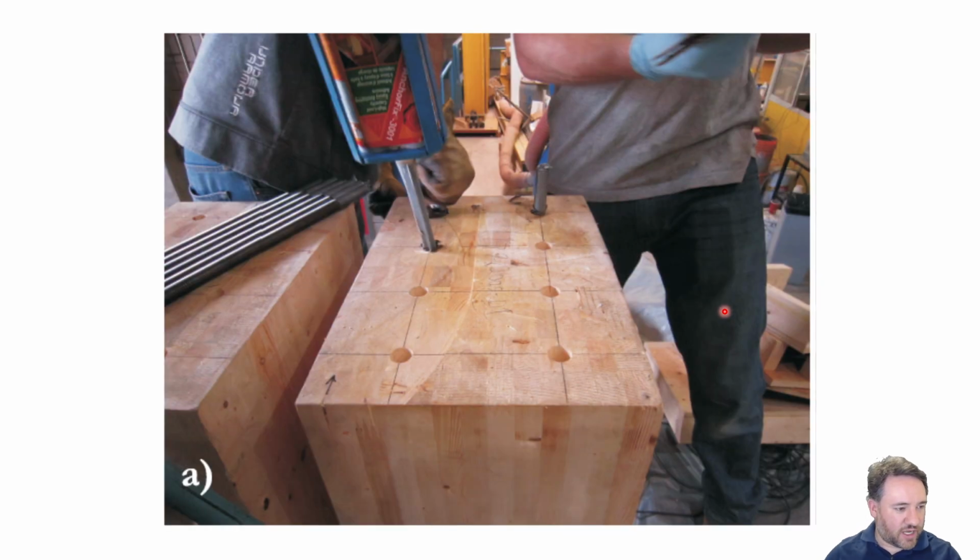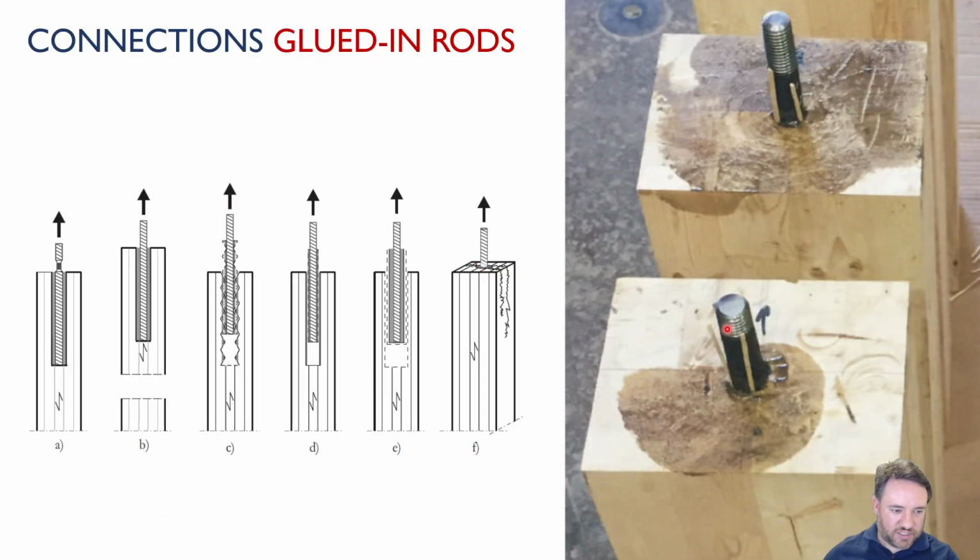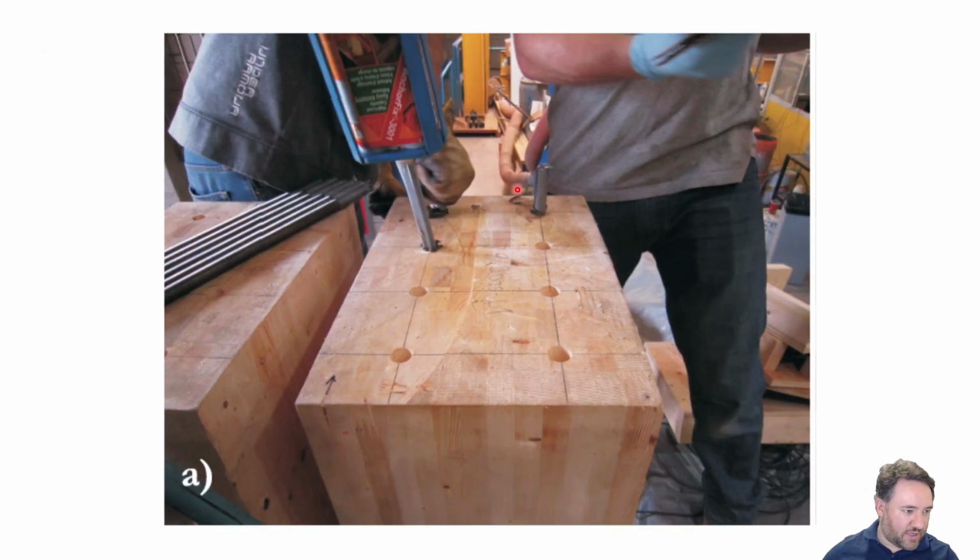So here you can see the process. These ones were individual ones we just did for test connections. This is one that we did for an actual big structural connection that we were testing, where we wanted to install diagonal steel cross braces in a wood building. And you can see here the process of injecting this epoxy.